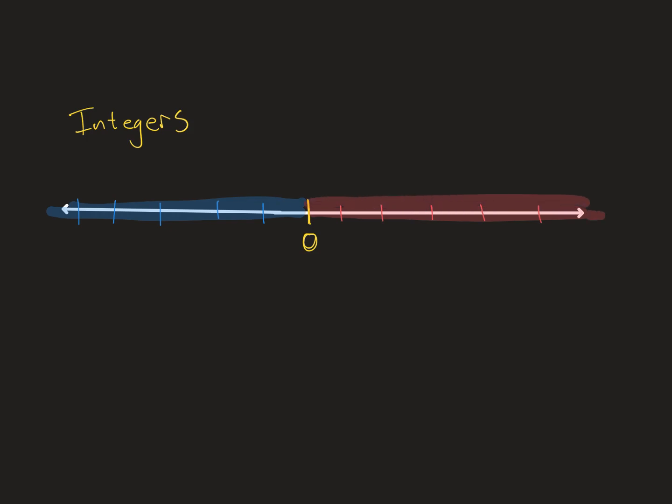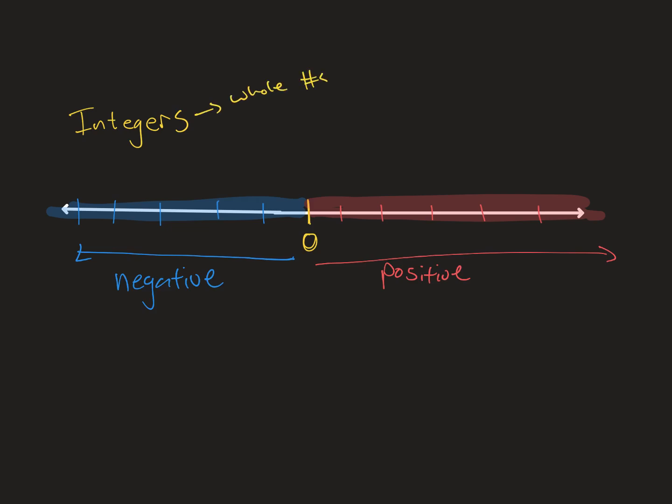So if we're thinking negative, we are going from 0, and we are going that way. We are getting more negative, and if we are positive, anything greater than 0. So remember, integers are whole numbers. We are not dealing with decimals or fractions.